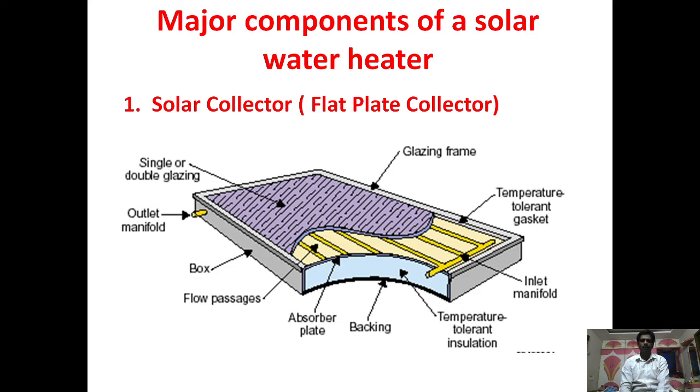Now see the upper portion of this flat plate collector, the surface is glazed, a glazing frame is used, and the lower surface of this flat plate collector is properly insulated. We see the absorber plate beyond the conducting pipes. The entire arrangement is enclosed in a sealed box. We may call that the casing.